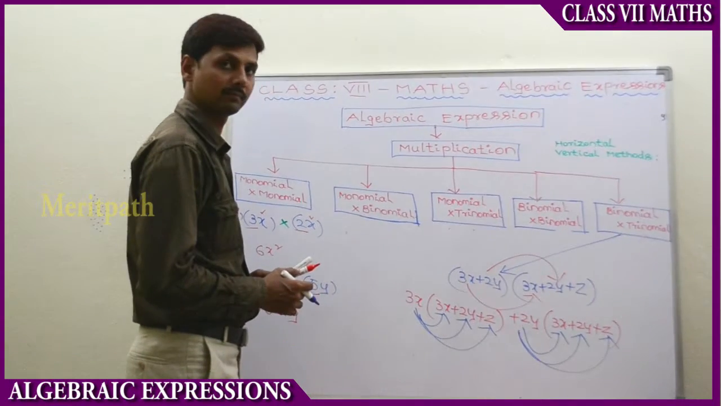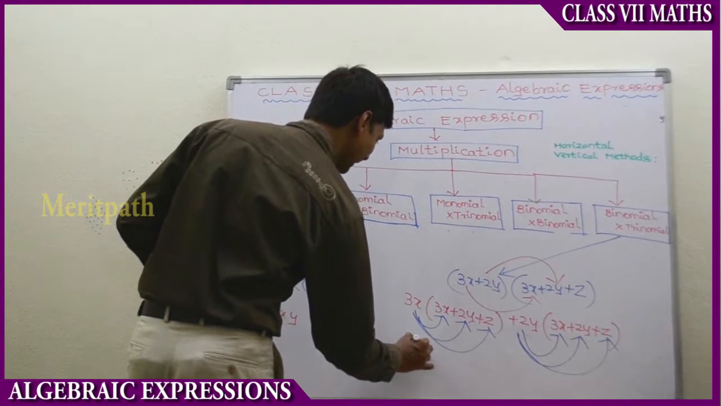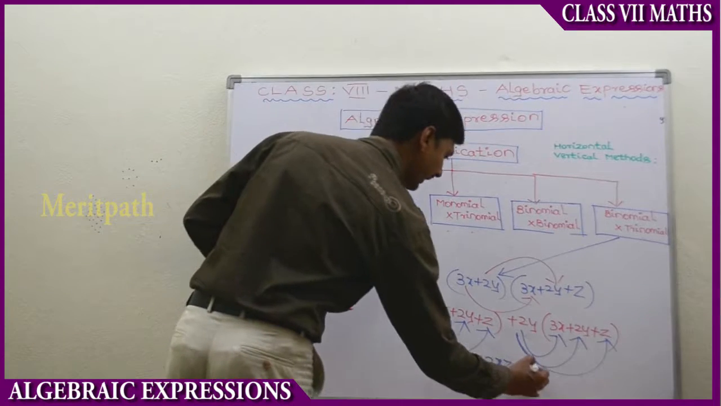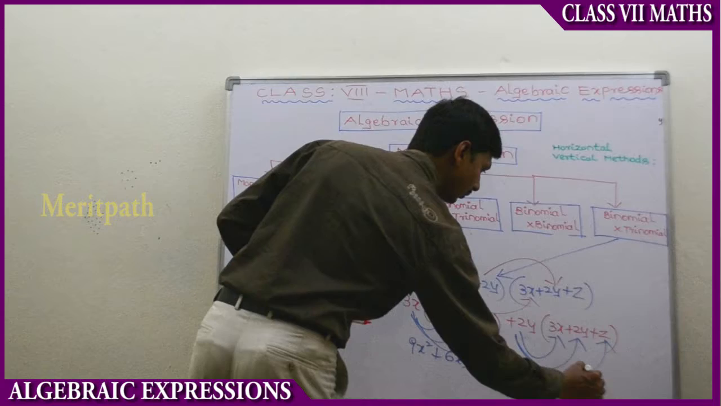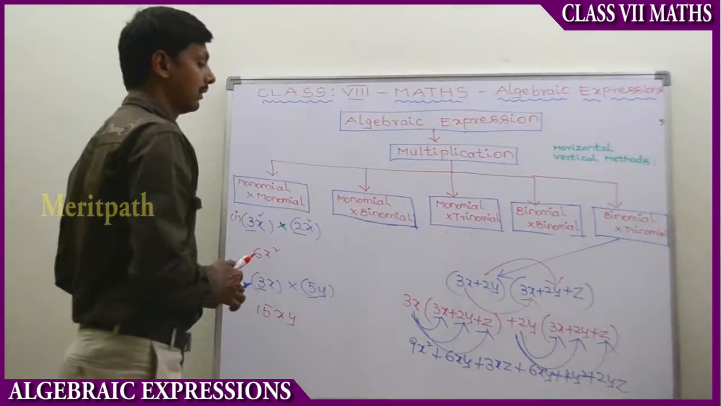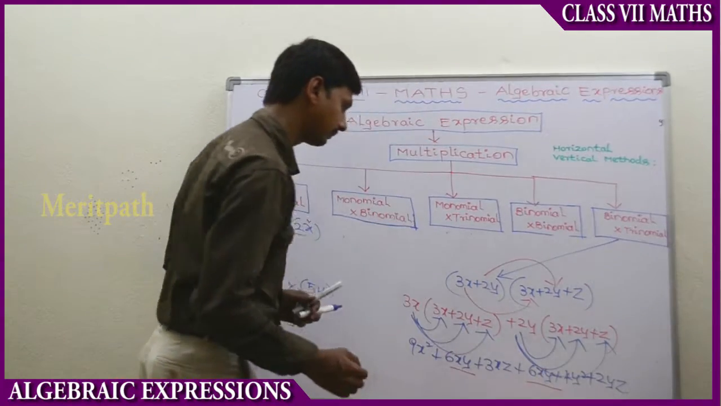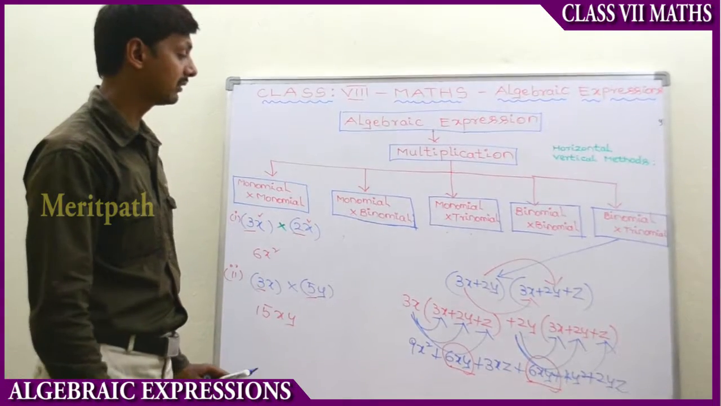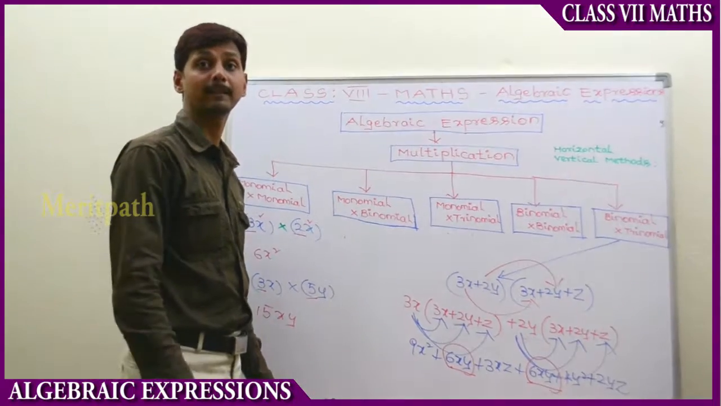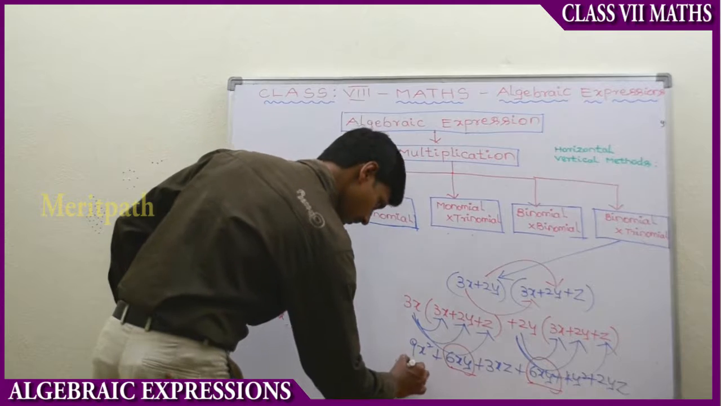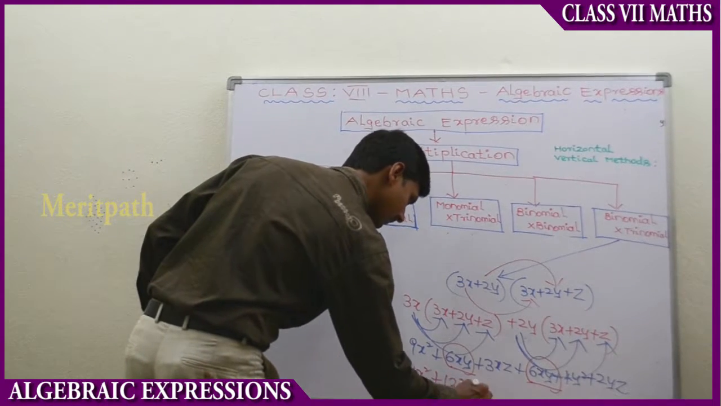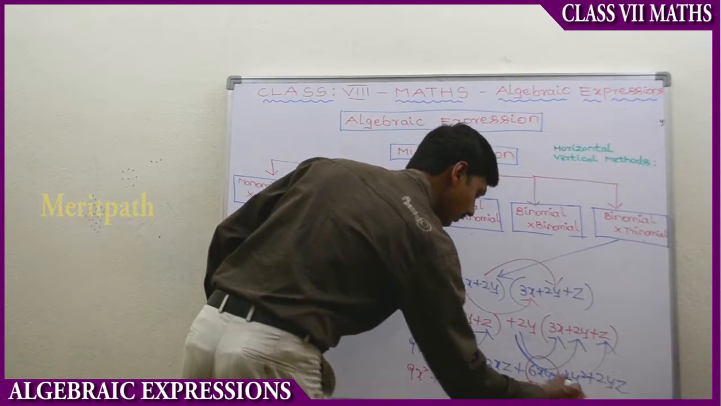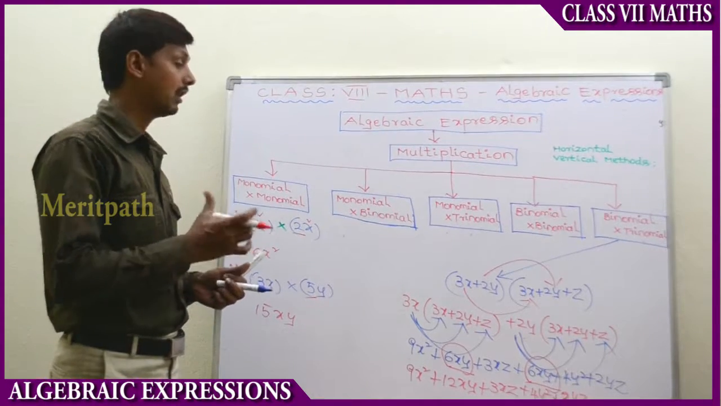And finally we'll get the answer. 3 3s are 9x squared. 3 2s are 6xy, 3xz, plus 3 2s are 6xy, 2 2s are 4y squared, 2yz. Let us see here, there are like terms 6xy and 6xy. After adding these two terms, we get 12xy. So the final answer is 9x squared plus 12xy plus 3xz plus 4y squared plus 2yz. After simplification of binomial by trinomial, we got the solution.